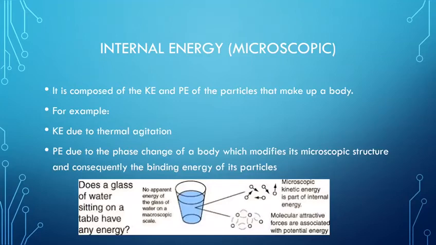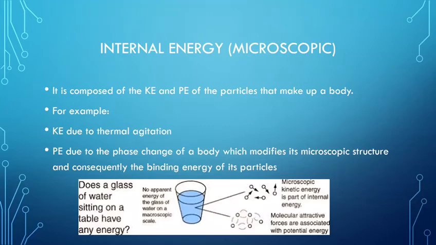I've given here an example. The kinetic energy, the microscopic kinetic energy, or the internal one, can be due to thermal agitation. So if you heat up a body, the particles of this body will be in motion, and this creates the internal kinetic energy. And the potential energy can be due to the change of the phase of the body. So if it's changing from one phase to another, this modifies the internal microscopic structure of the body and thus affects the binding energy of the particles, which creates the internal potential energy.